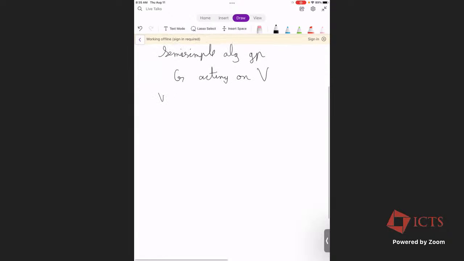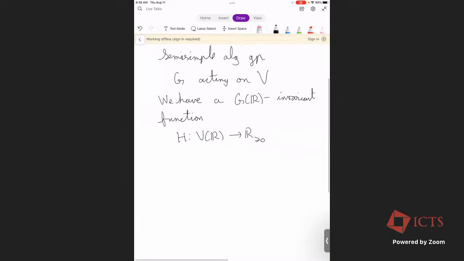And let's say we have a notion of a height. So we have a G(R)-invariant function H from V(R) to R greater than or equal to 0. We'll think of this as some kind of height. And the most general question we could possibly ask is, how many G(Z) orbits on V(Z) have height less than X?